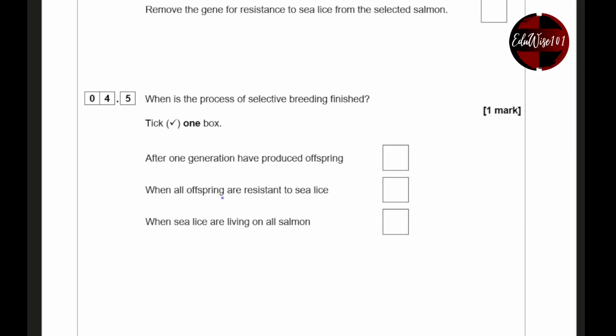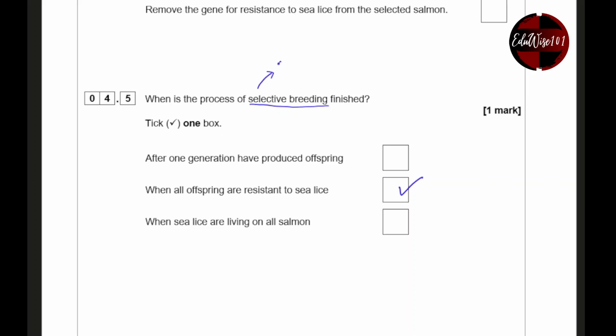When all offspring are resistant to sea lice, that would be it. When sea lice are living on all salmon, well, that's not it. Now remember, it is worthwhile to know what selective breeding is. And if you're finding it hard to remember, think of cats or dogs.